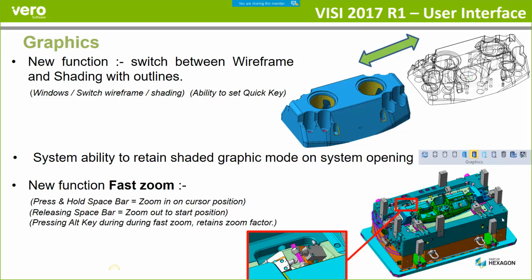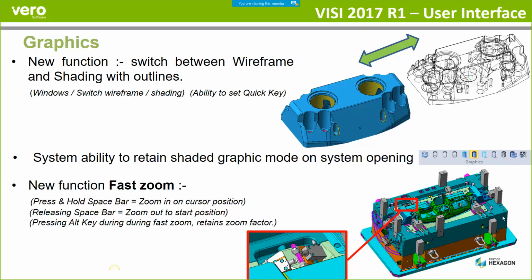And lastly on this page is a new function. If you hit the space bar anytime you've got some geometry on the screen, it'll zoom in on the cursor position. This is particularly useful if you've got a large volume of data, or a large design with a lot of components, which you've imported from somebody else and you're not familiar with. You can move the cursor around the screen, hit the space bar and zoom in to the position where the cursor is, and once you release the space bar, it'll zoom back out to the original zoom factor.